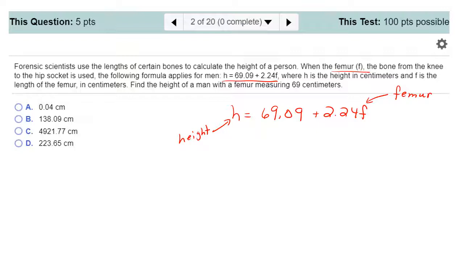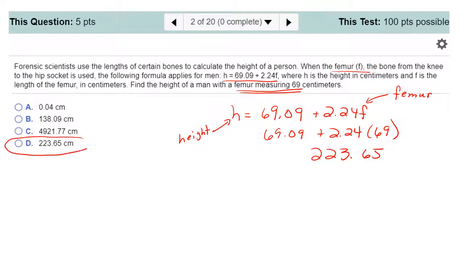Now the question says to find the height when the femur measures 69. Since we're given femur, the F will be used as 69. So we'll make that substitution. Let F be the 69 centimeters for the femur. Again, you can pull out a calculator to make this an easier task. And the answer is 223.65, and of course that's the height, so that's centimeters, and for me the correct answer would be D.